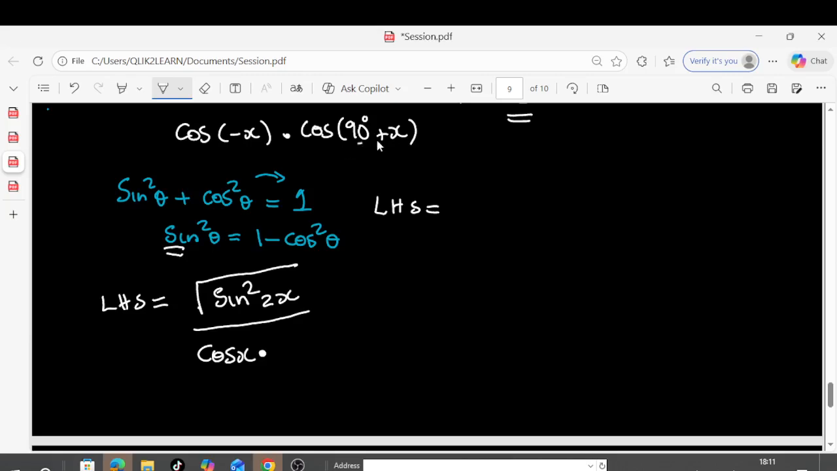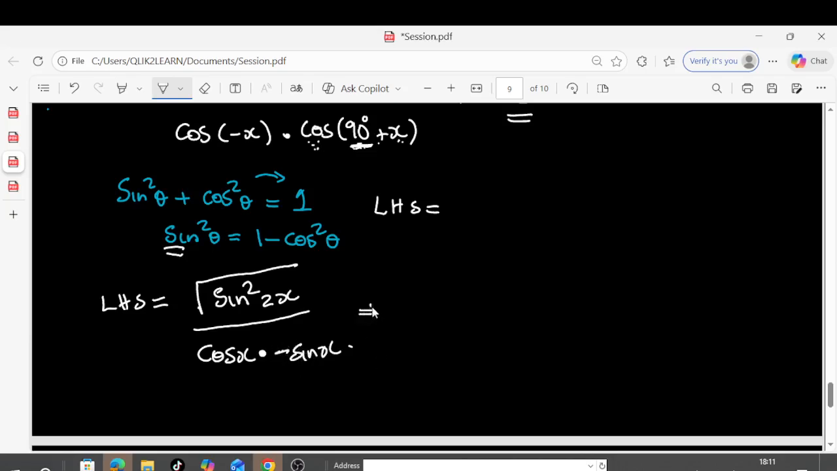What about this 90 plus x? This is a cofunction. Cos changes to sine. But where is this? This is in quadrant 2. How is cos in quadrant 2? Because remember, if we have 90, we are adding, and adding something will fall into quadrant 2. So this will change into negative, the sine x. Okay, so now everything is good.